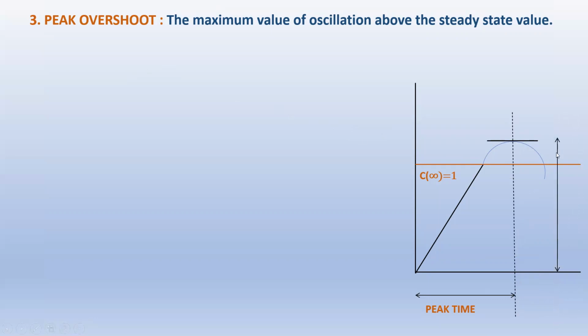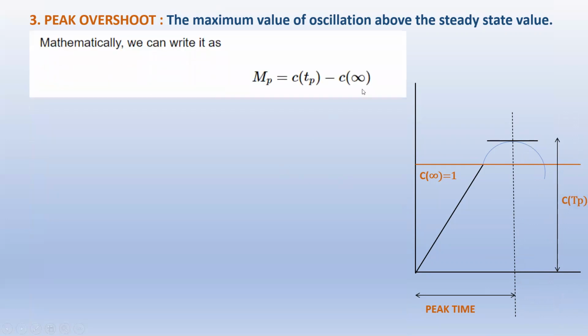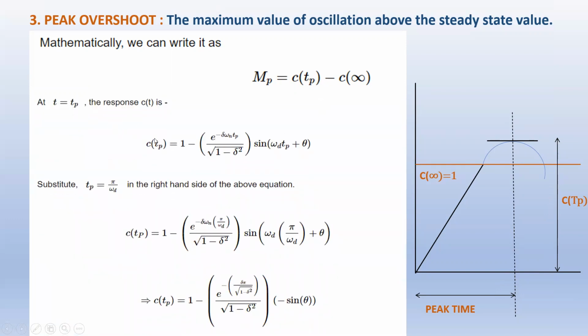This value which is depicted by the arrow, minus the steady state value, is called the peak overshoot. So let us derive. We can write the peak overshoot Mp is equal to c of tp minus c of infinity. So this amplitude at peak time is c of tp minus this steady state value c of infinity. Let us find out c of tp. This is the expression for the output we have derived. If we substitute t equal to tp in this expression, we have this expression over here.